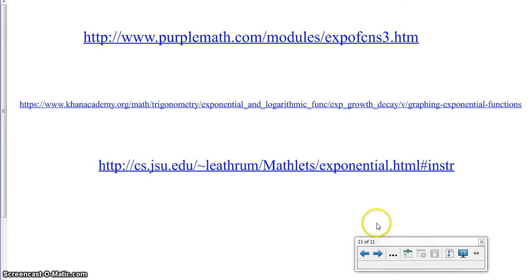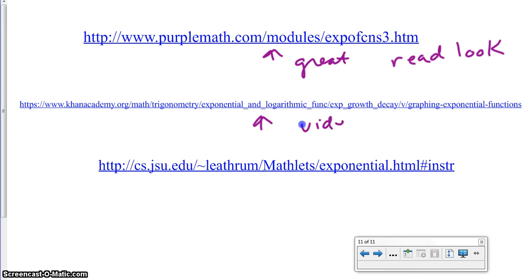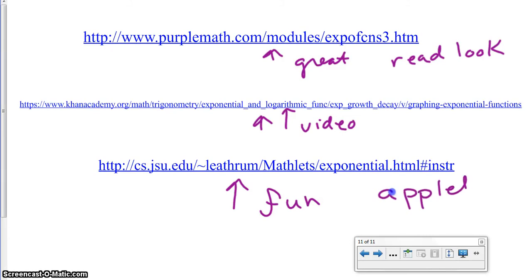Ladies and gentlemen, again, this is a great explanation if you want to read and look. This is a great video for graphing, though I will tell you, to be honest with you, it also goes into logarithms, which is a bit more than what we're going to do this year. And this one's just fun. This is a fun applet where you can play with things to notice what happens to the exponentials.